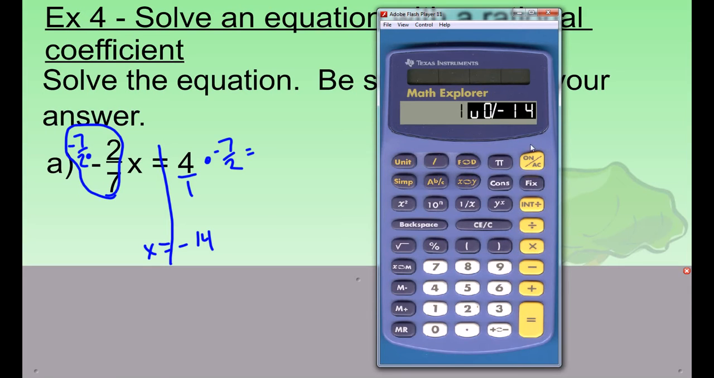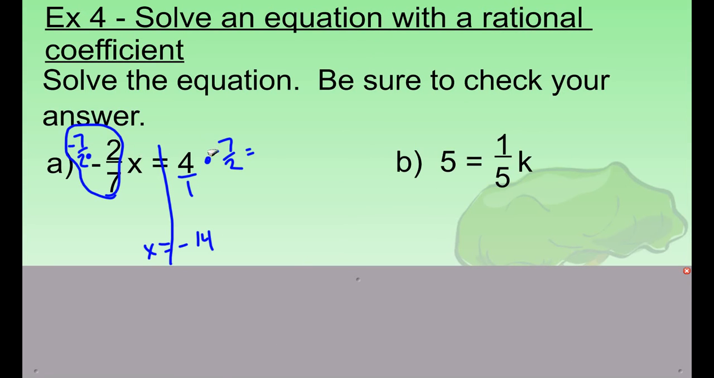On the other side, take 4 divided by negative 2/7 equals, and simplify. Again, the calculator's not being too intelligent with it, but that does equal a negative 14. So the calculator, if you divide by negative 2/7 on both sides, you get the same answer.